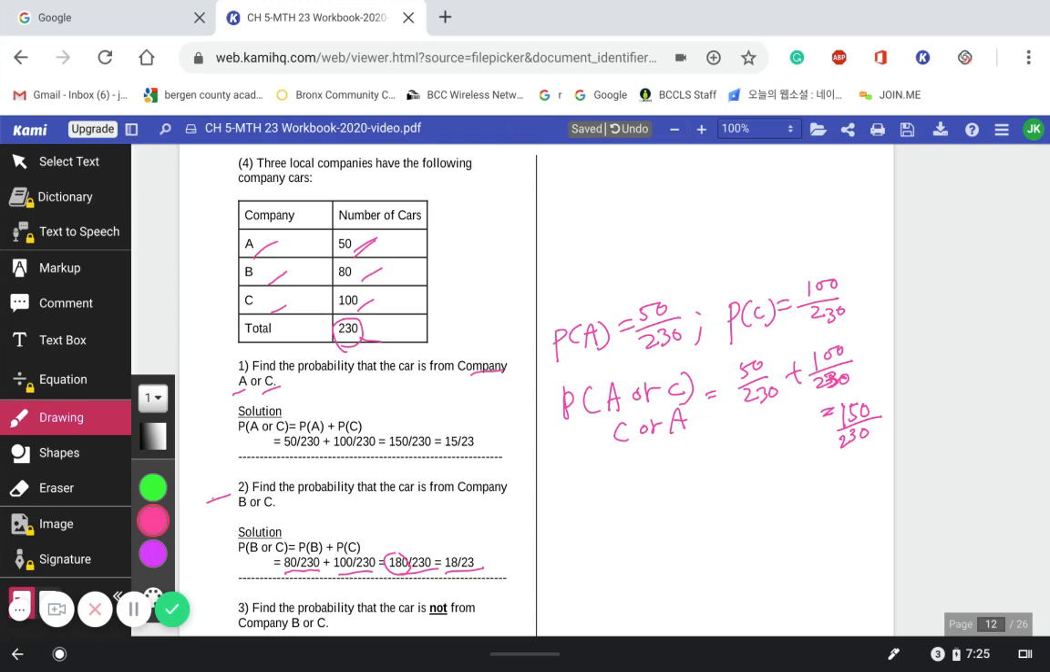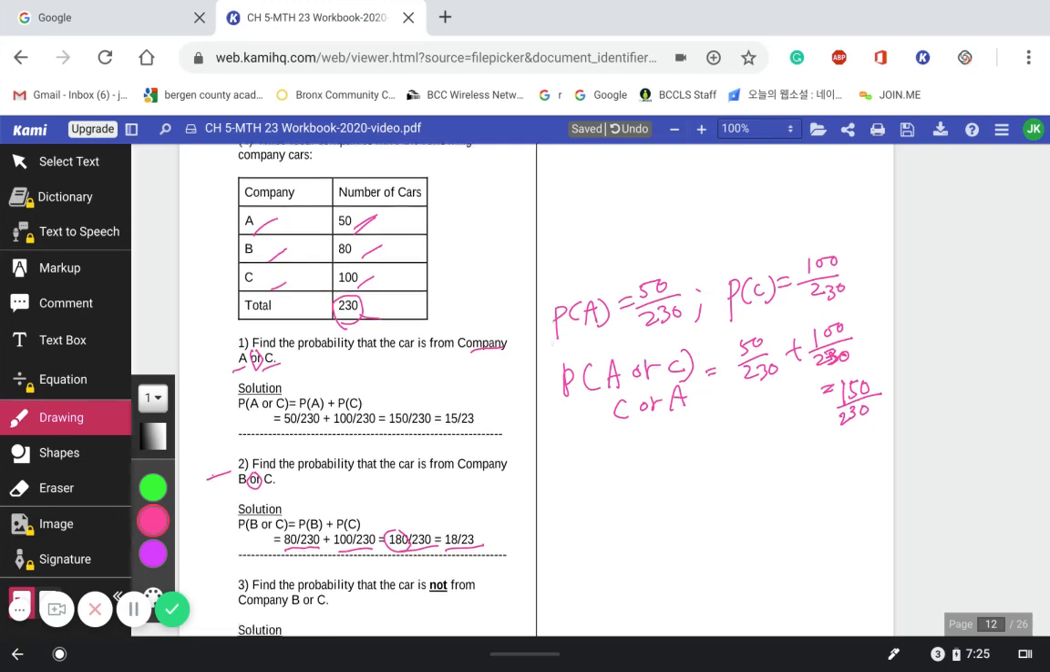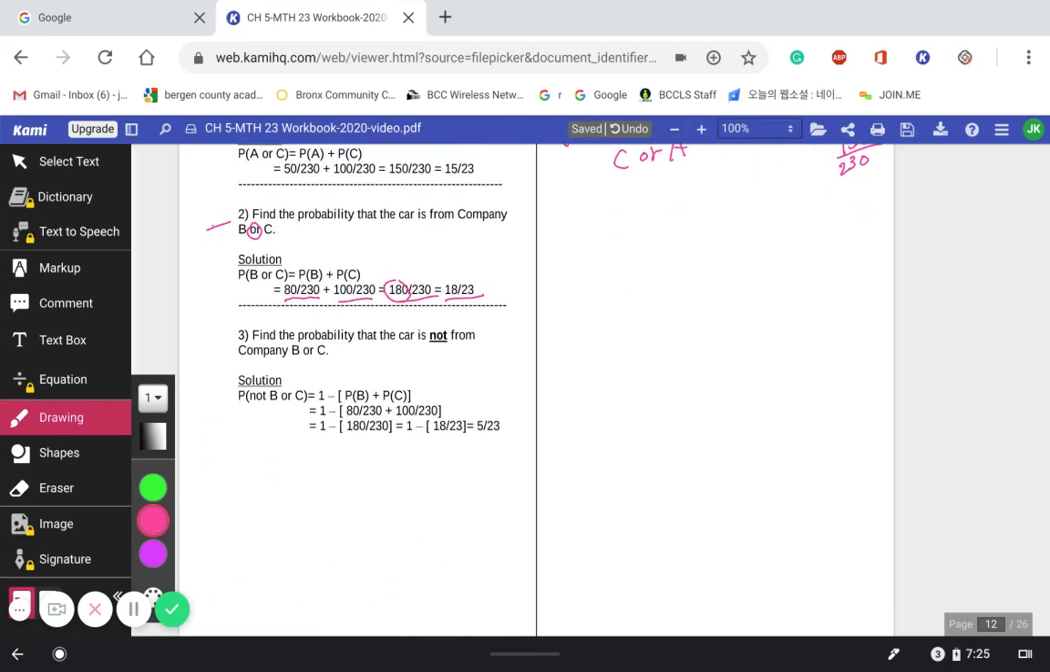Again, the word or triggers the addition method for two events in this case. Find the probability that the car is not from company B or C. The way you do it is by using the complementary concept: 1 minus the probability of B plus C. So you will end up with 5 over 23 once you get it, and then you take it away from 1.